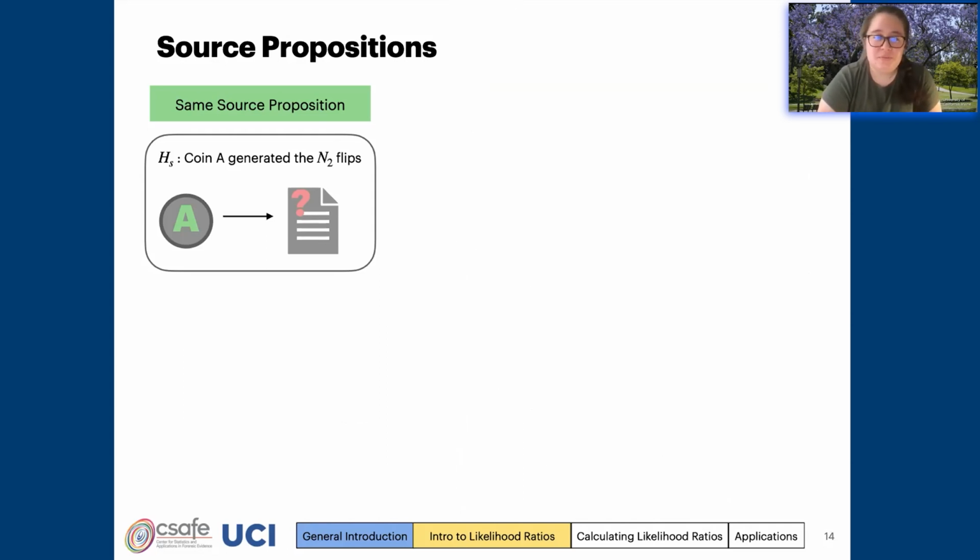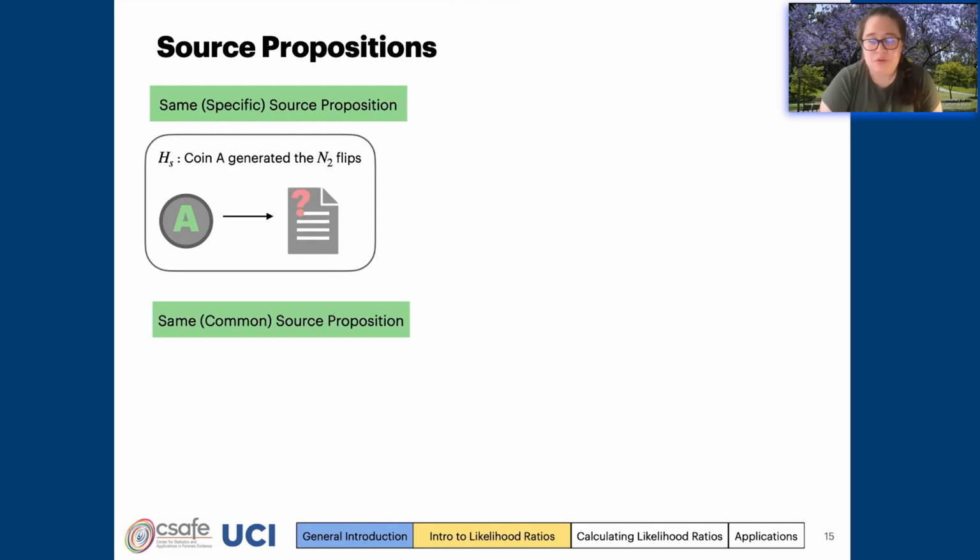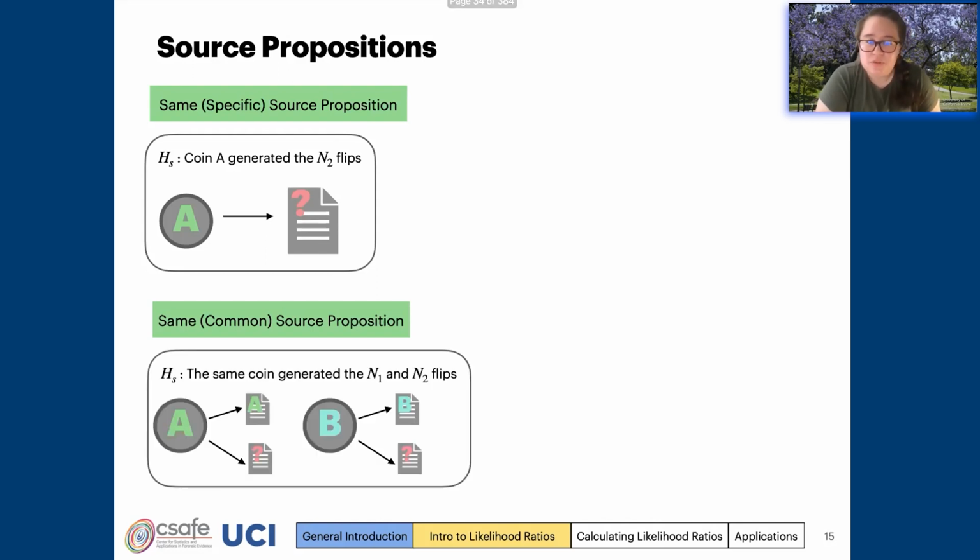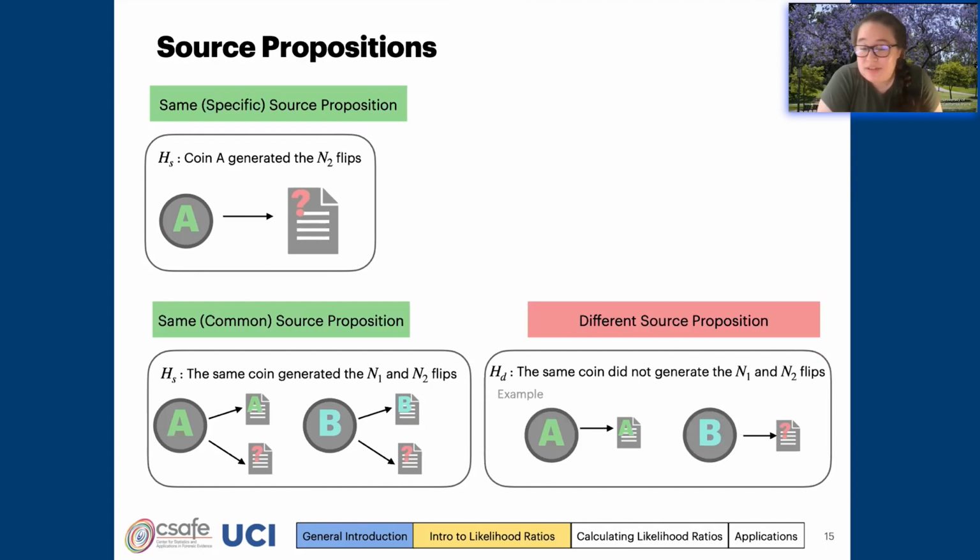Okay, so returning to our same source proposition, note that this is actually a same specific source proposition. So we're saying that coin A generated these N2 flips. Another way we might do this is to have a same common source proposition, where instead we can just say the same coin was used to generate both sets of flips, but we don't care which coin it was. So it could be coin A generated both of these flips, or coin B generated both of the flips, or any other coin in the universe, just that it was the same coin that generated both sets. So in this case, our different source proposition would just be that the same coin did not generate both flips. So as an example, it could be that coin A generated those flips, which we know, and coin B generated the unknown flips, or any other example where the coins are different.